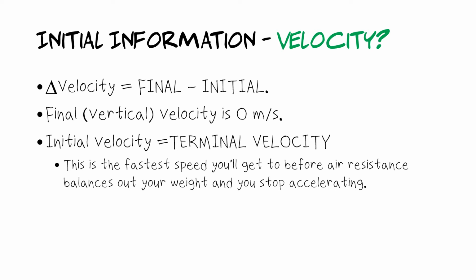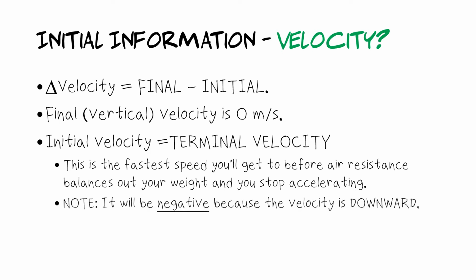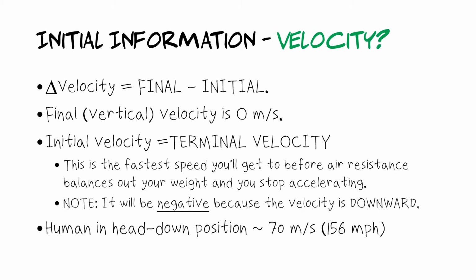Now, your terminal velocity depends on a couple things. And also, side note, when we plug that into the calculations, velocity is going to be negative because it's acting down. Batman, as he's falling in this scene, is sort of head down in kind of a bullet position. I looked up online, that translates to maybe a maximum somewhere around 156 plus or minus miles per hour. That translates to 70 meters per second.